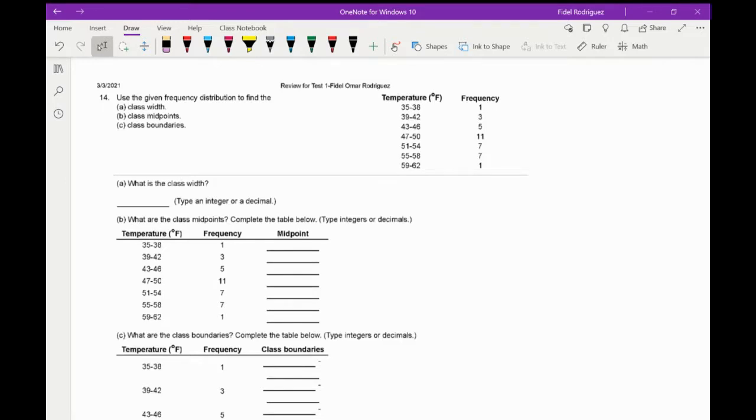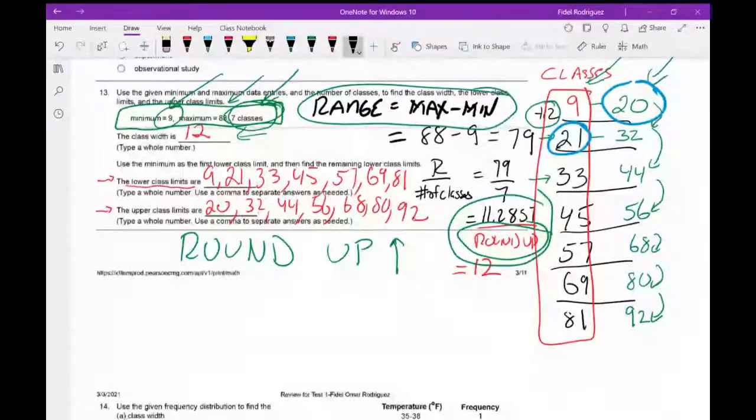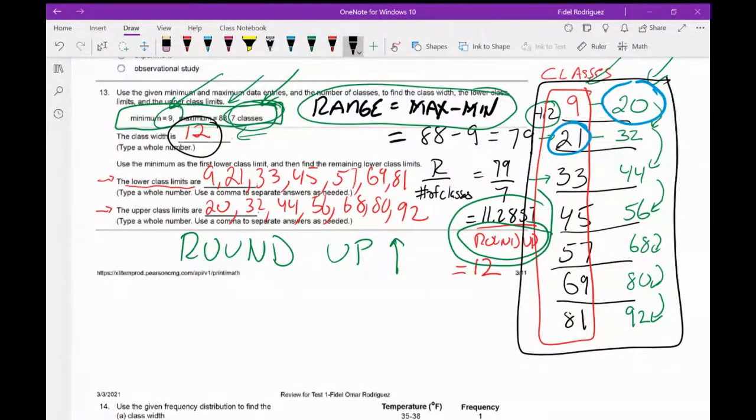Okay, so let me get my pen going here. The first part is asking me, can we find the class width? So guys, think about this. We just did this. We figured out how to find the class width a little while ago, right? When we did that problem, remember how we got from each of those numbers? We were adding the 12, right? If I subtract those numbers, that's telling me my class width is going to be 12.